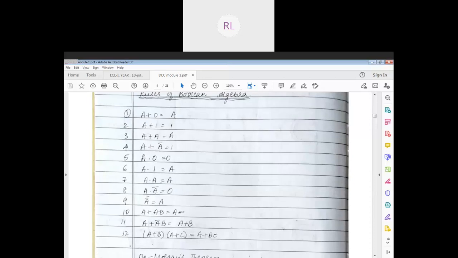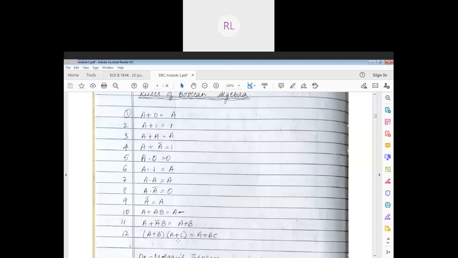Similarly, a into a is equal to a, and a into a bar gives me 0, because we have two complemented values, 1 and 0, so I should obviously get a 0. If I use a double bar, a double bar gives me a. Then a plus ab gives me a. A plus a bar b gives me a plus b. This is because you can take a in the bracket and take 1 plus b, so this gives you a plus b.